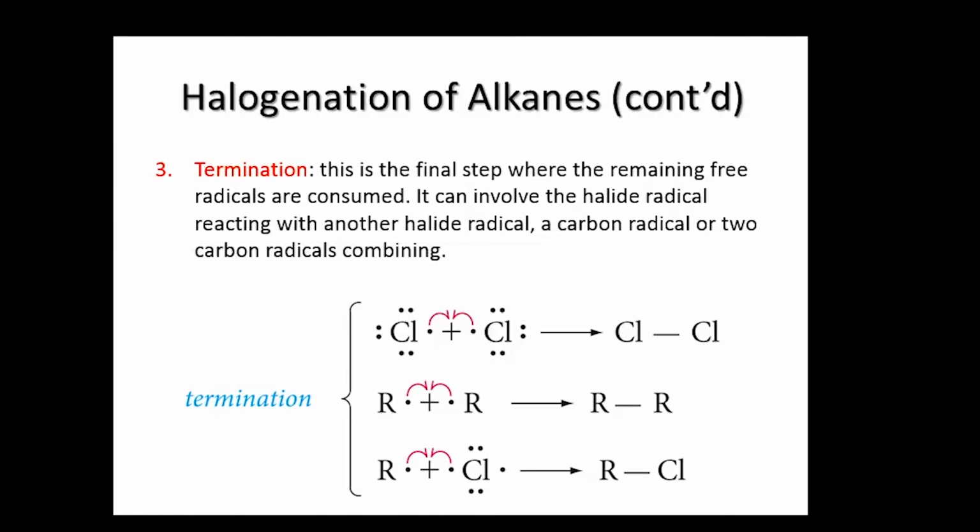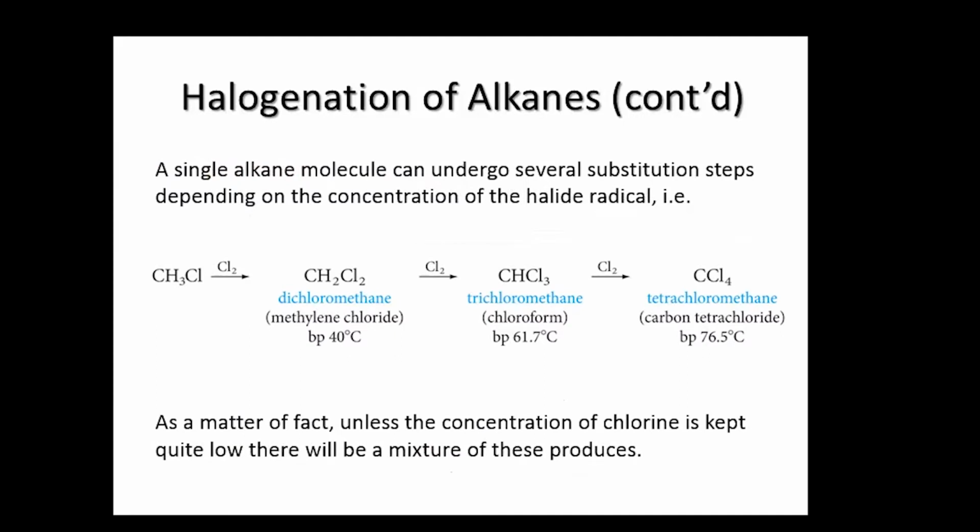So how can the reaction terminate? You can have two chlorine radicals combine to form Cl2. You can have two alkyl radicals combine to form the middle equation, which is R-R. Or you can have an alkyl radical and a chlorine radical forming the alkyl chloride. So a single alkane molecule can undergo several substitution steps, depending on the concentration of the halide radical.